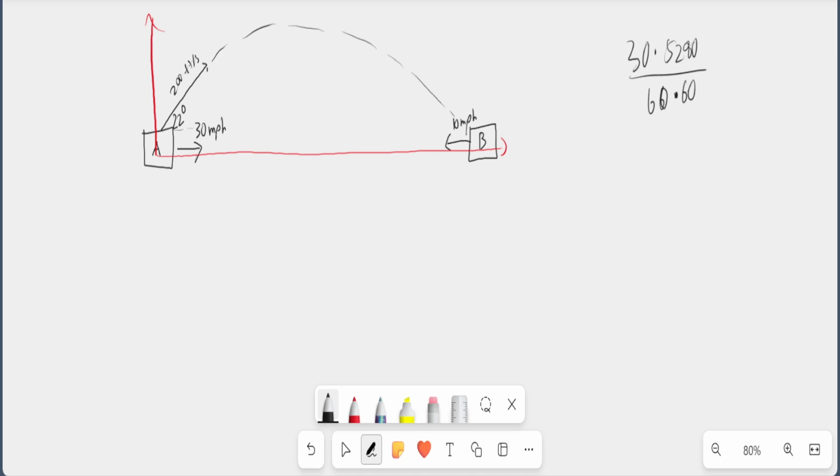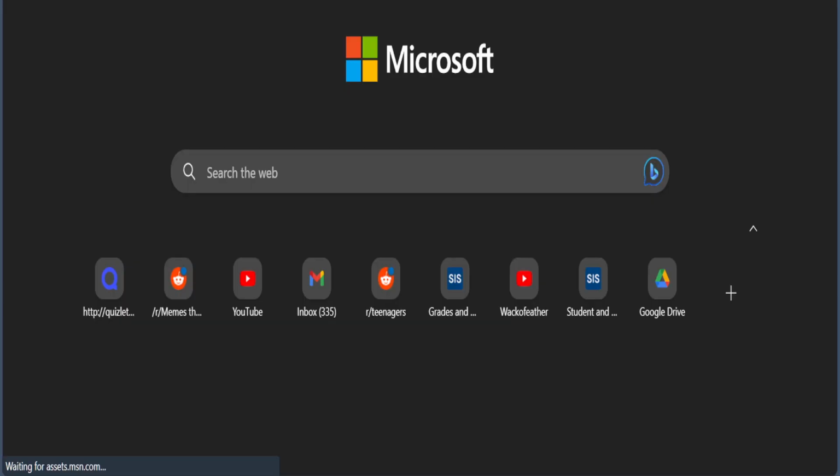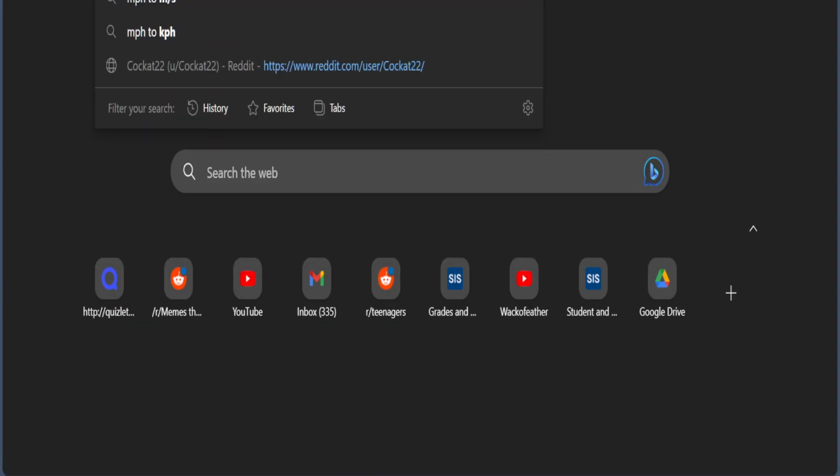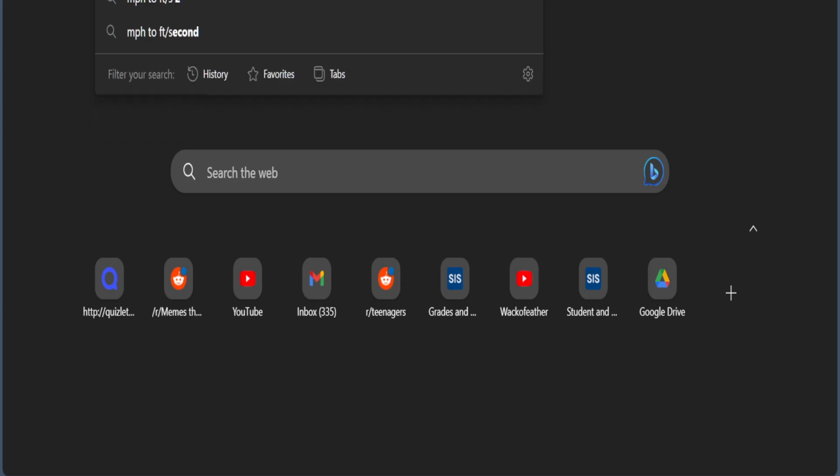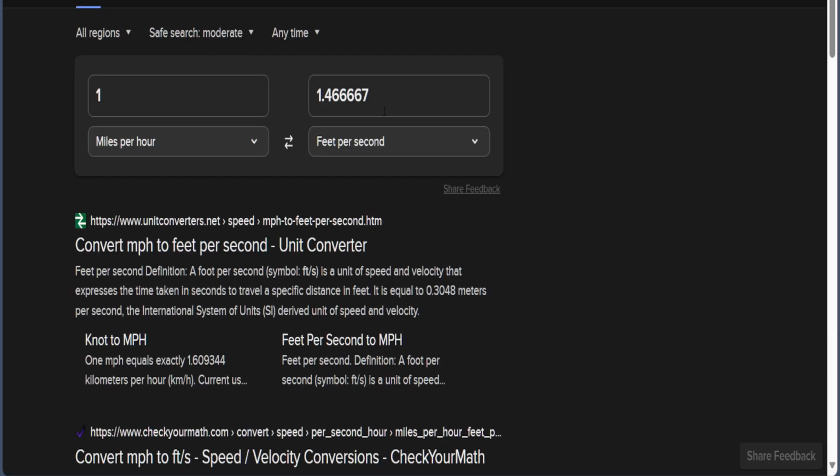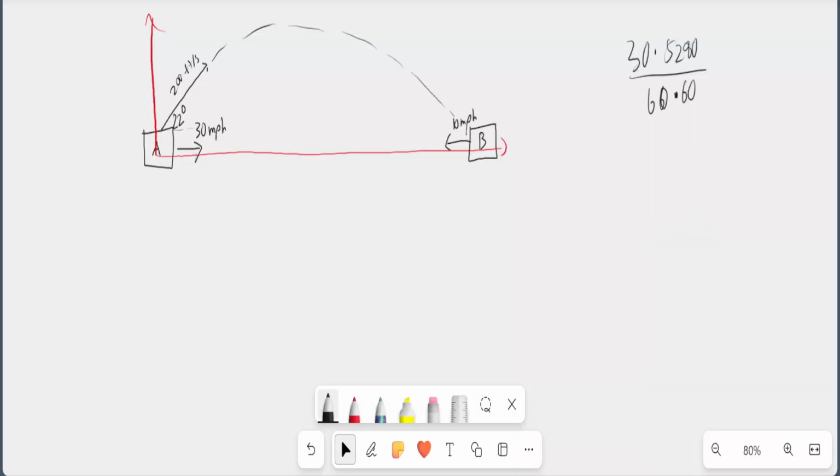I might be doing... Here, I can just pull it up. Alright, let's just pull it up. Okay. How many miles per hour? 30? It is 44 feet per second, so I am doing something wrong.